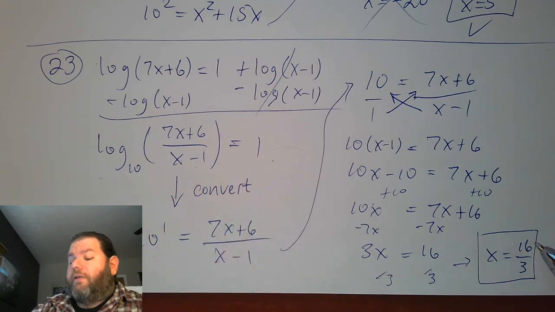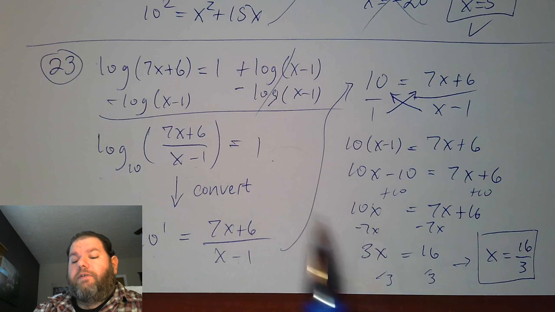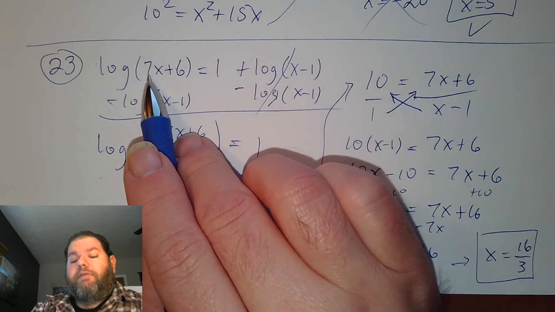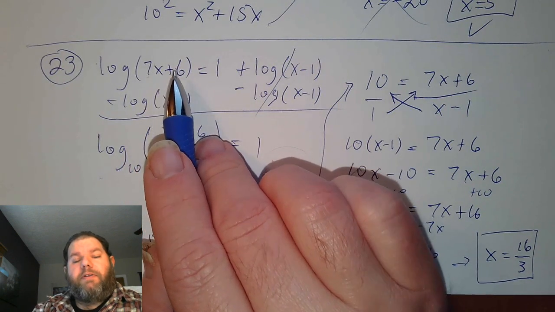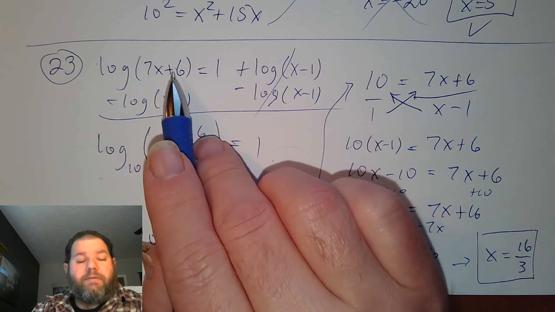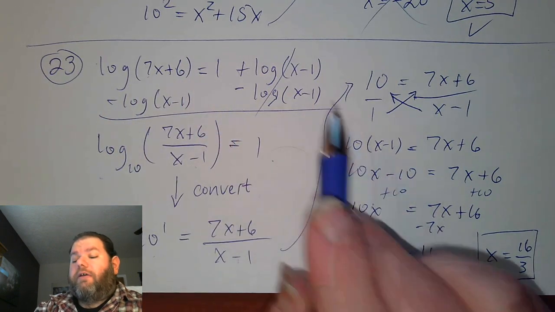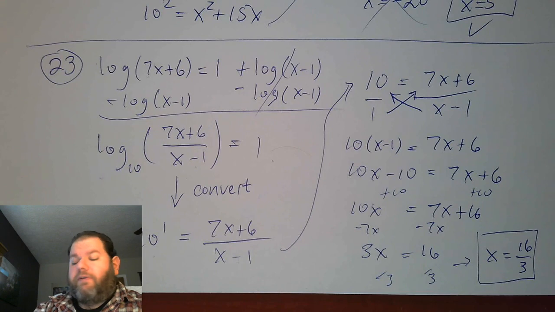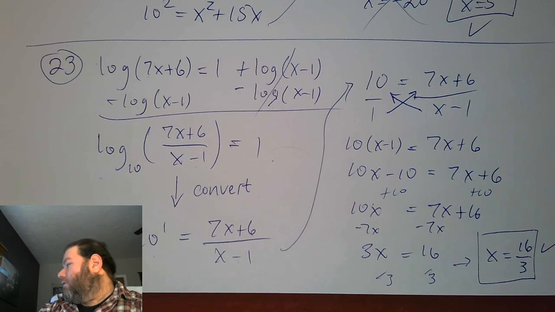16 over 3 is a little bit bigger than 5, so if we plug in 5, 7 times 5 is 35, plus 6 is 41. That's going to be a positive number. And then 5 minus 1 is 4, so that's positive also, so it checks.